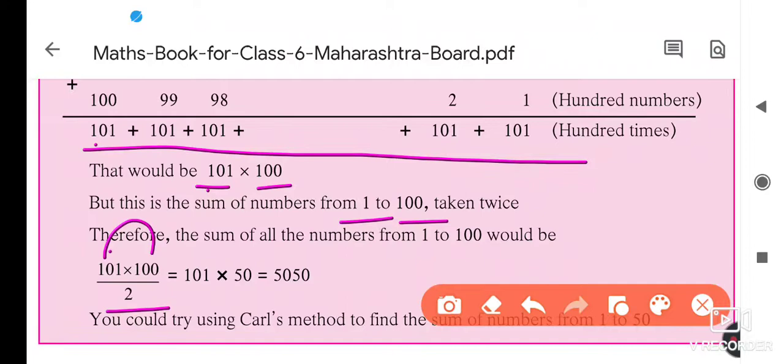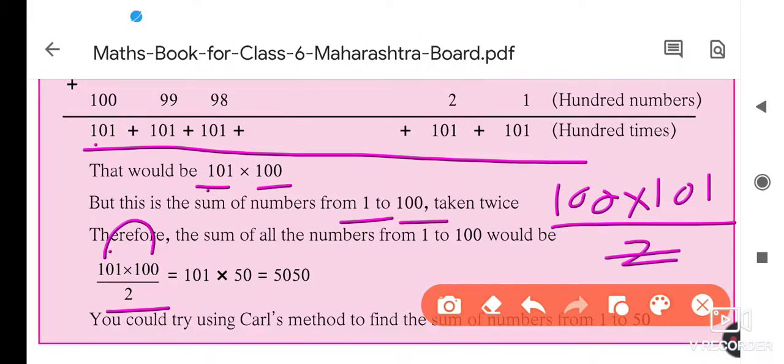First, how many numbers are there? 100 numbers. If we have to do the addition, we take its next number. 100's next number is 101, and divide it by 2. 2 ones are 2, 2 fives are 10, and the 0. So 101 into 50 is equal to 5050. In this way he completed his calculation.